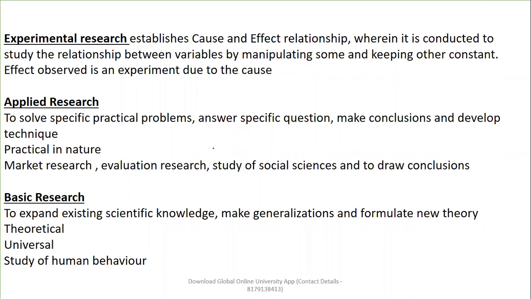So quickly, I have also written some important quick understanding points in case you have still not understood. Experimental research is basically which talks about cause and effect relationship, other factors, the variables, by manipulating them or keeping them constant. The experiment is important. Applied is basically important to solve specific problems, to answer questions, to come to a conclusion, to do a research, to do an evaluation.